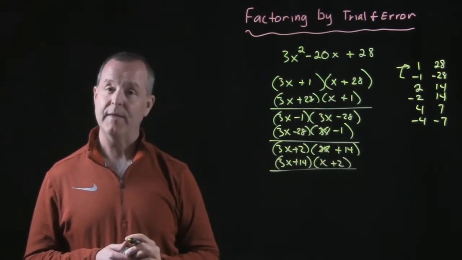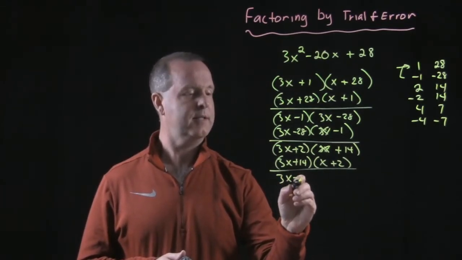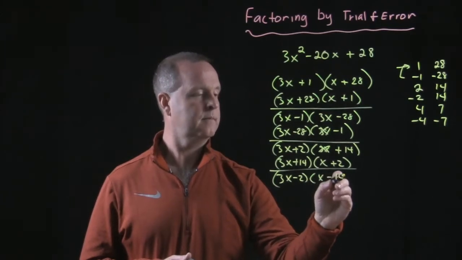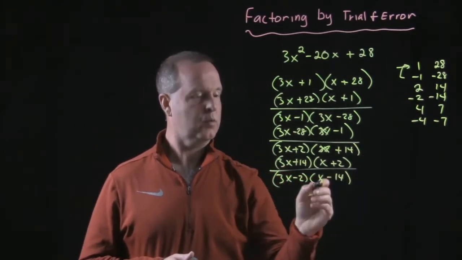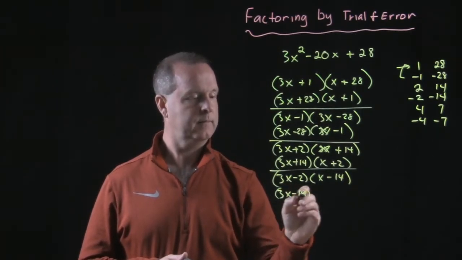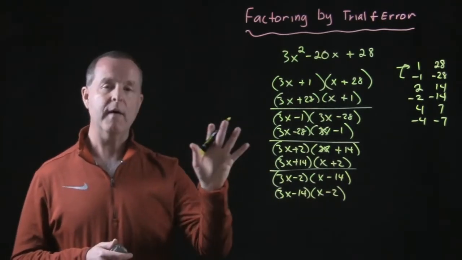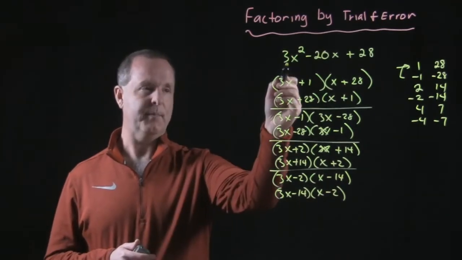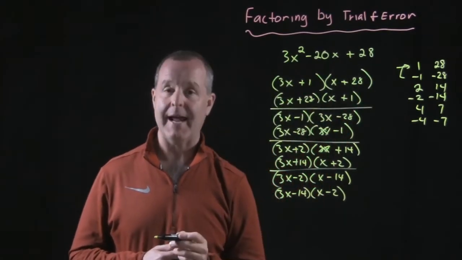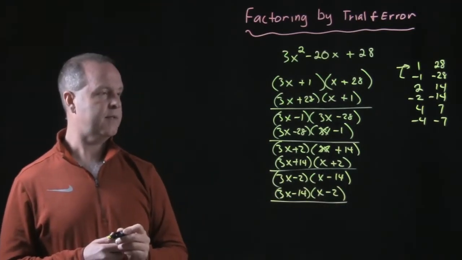All right, I'm halfway there. 3x minus 2 times x minus a 14. Switch those around. So it's 3x minus a 14 and an x minus a 2. Now notice, every one that I've listed so far is the ones that produce a 3x for the first term, or 3x squared, and a 28 for the last term. Now we do the 4s and the 7s.